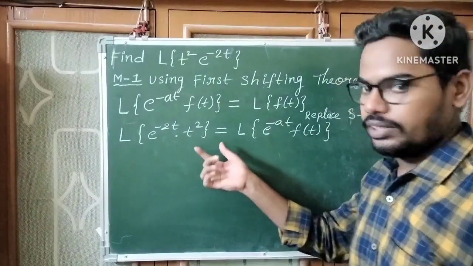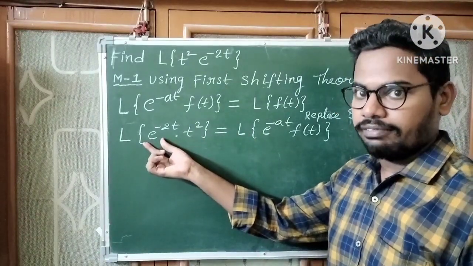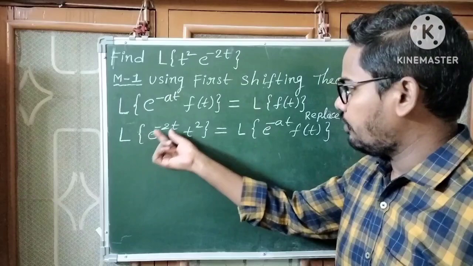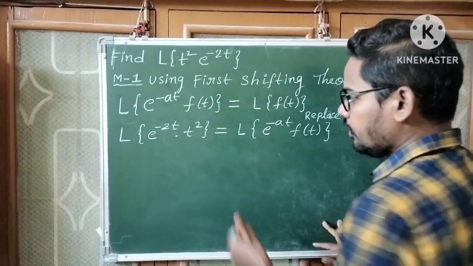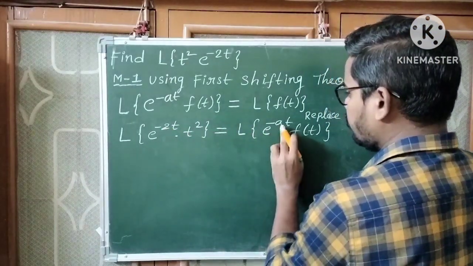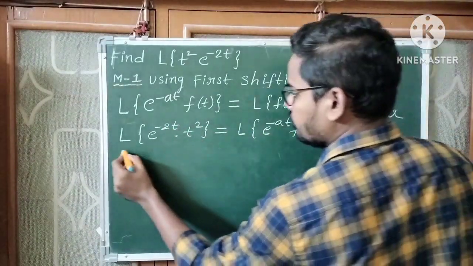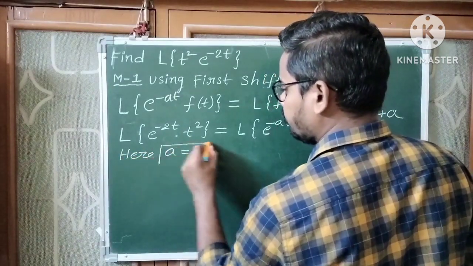Now compare, both are the same. See, they are in the same form. I mean they are in same form. Laplace transform of e power minus 2t, e power minus at f of t, t square. So it means here a is equal to what? If you compare these two, here a is equal to 2.